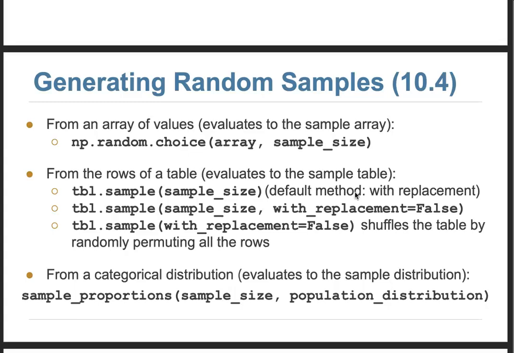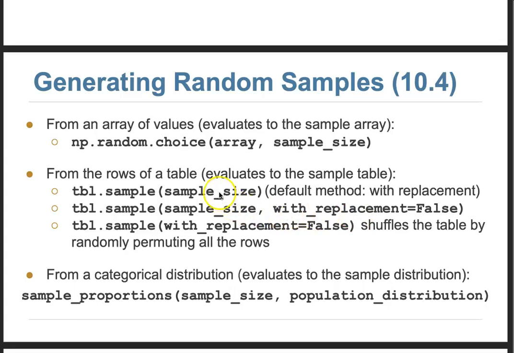What does with replacement mean? It means that after we pick one row, this row is still put back to be chosen from the next time. So that's what we call with replacement. On the other hand, that means in a random sample we create from the existing table, with replacement, some rows will possibly be picked more than one time. By default, the sample function is with replacement. If you don't want with replacement, you can specify with_replacement equal to False.